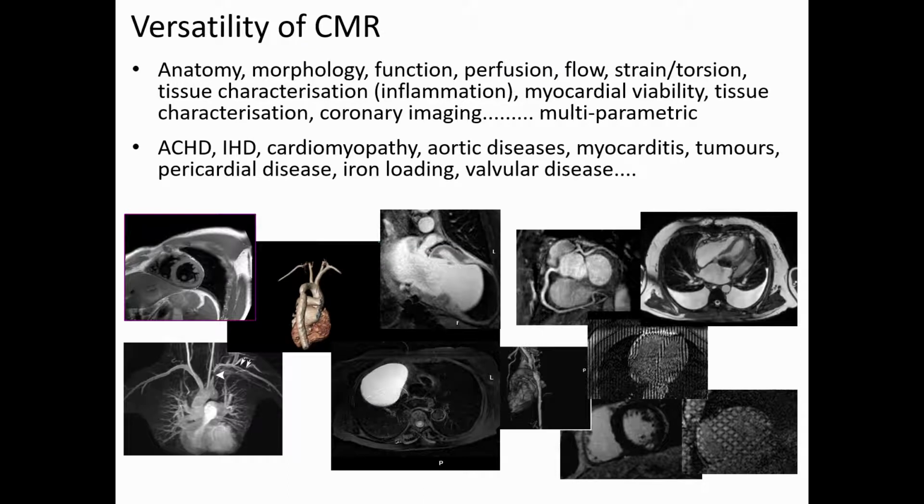So hopefully you probably know all of this, that one of the great advantages of cardiac MR is it's extremely versatile. We can assess anatomy, morphology, function, perfusion, flow, strain, torsion. We can characterize the tissue to see whether there's edema, whether there's infiltration. We can decide whether the myocardium is dead or alive. We can look at the coronaries. So all of that versatility is what we talk about when we talk about multi-parametric imaging.